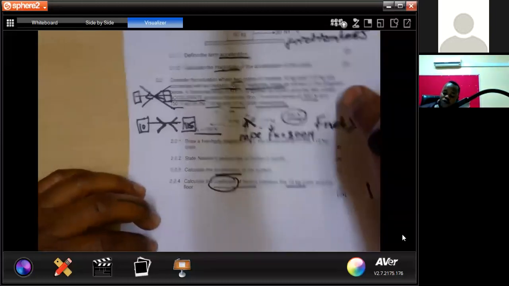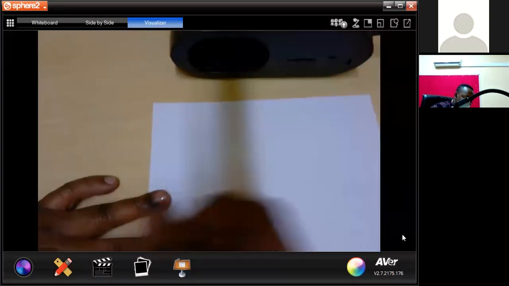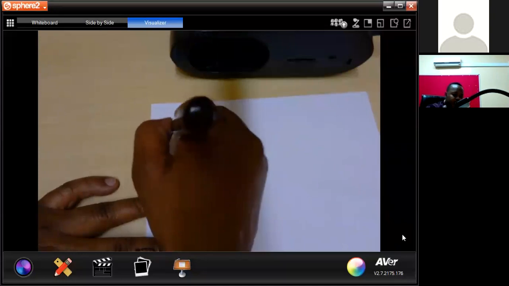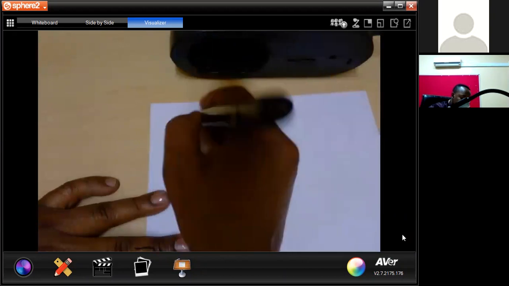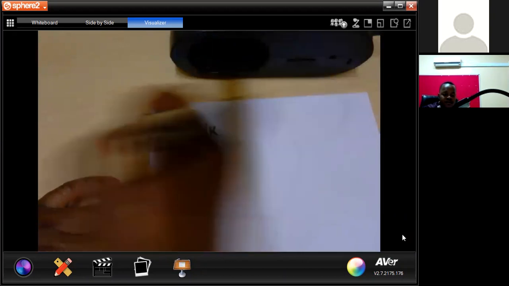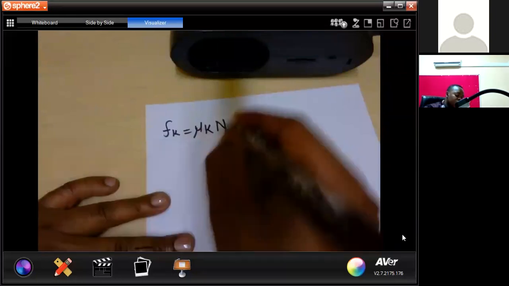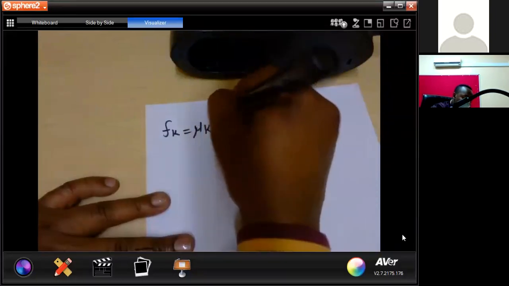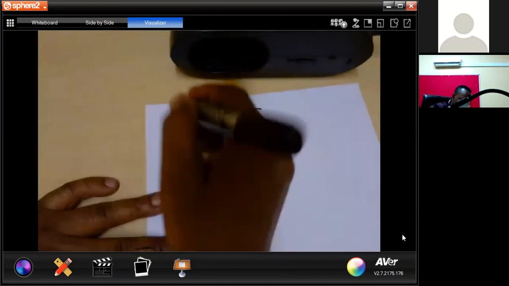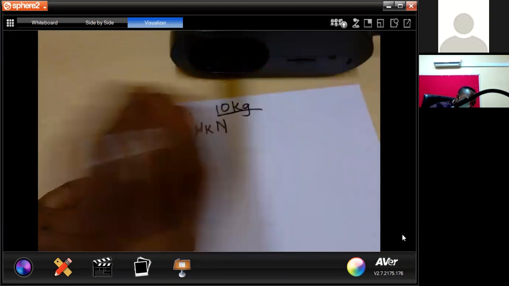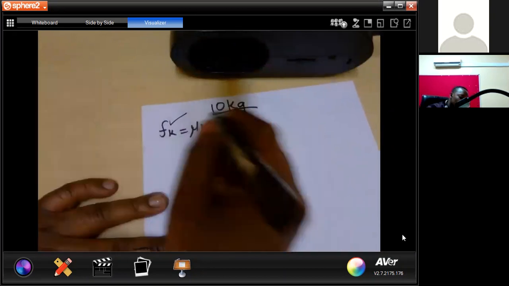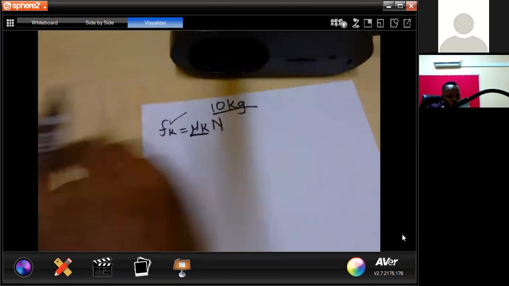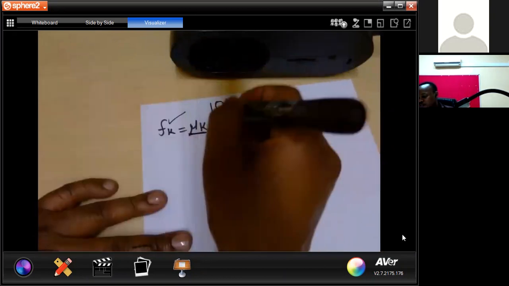Now, one formula that we know that has the coefficient of friction is this one, where we say the kinetic friction is actually equal to the coefficient of kinetic friction multiplied by the normal force. Now we need to check because we are talking about the 10 kilogram. Do we know the kinetic friction? Yes, it was given. This is what we are looking for. Do I know the value of the normal force? No, but I can calculate it.